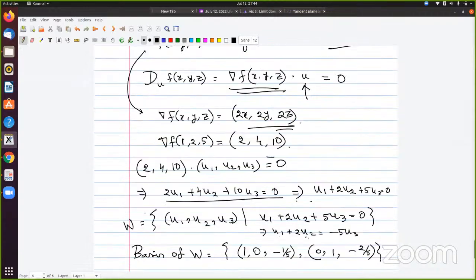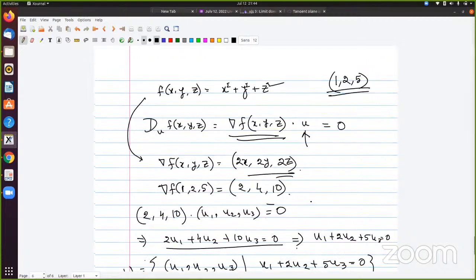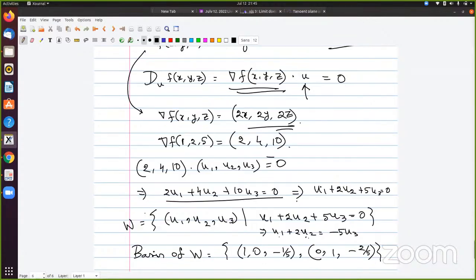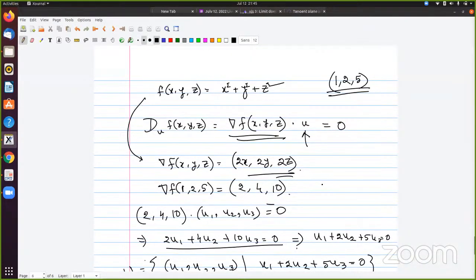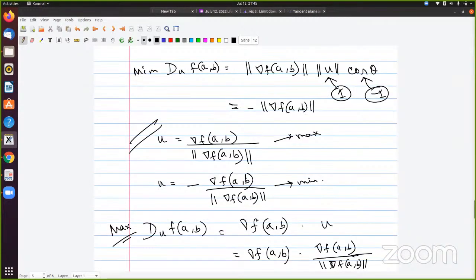So is it clear at least now? Yes, sir. Sir, earlier you had found the formula for U as the gradient divided by the norm of the gradient. I didn't understand how we arrived at this. Which one? Directional derivative means gradient dot u, some unit vector, right? No, I've understood this question. Earlier you had found the formula for U as gradient divided by the norm of gradient. I didn't understand how we arrived at this.